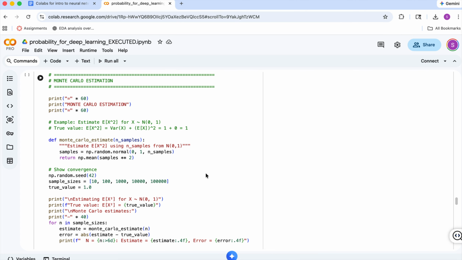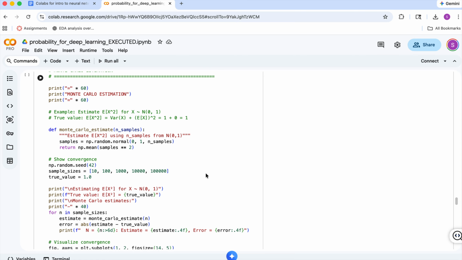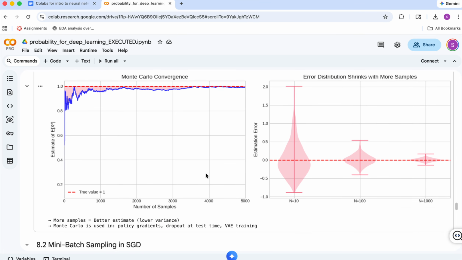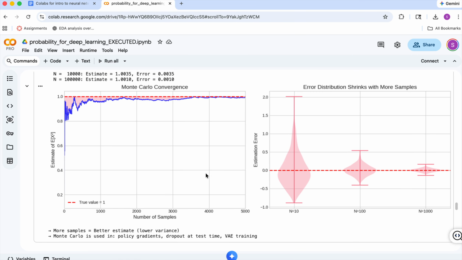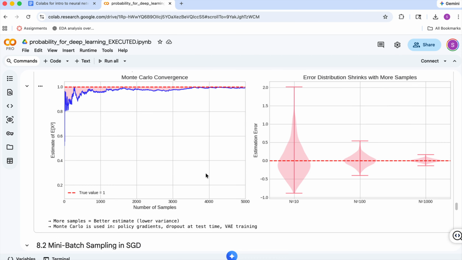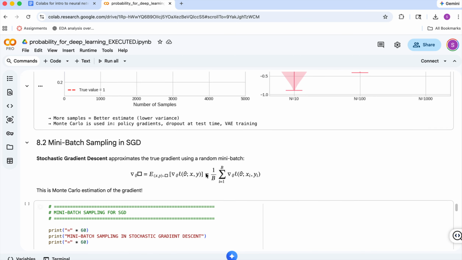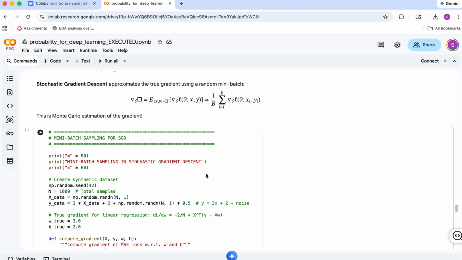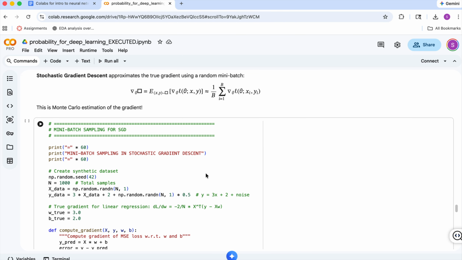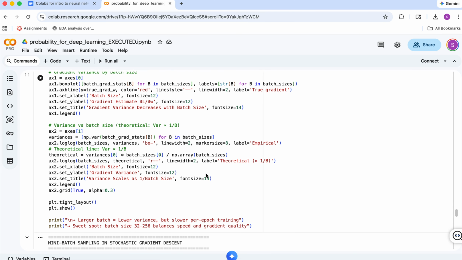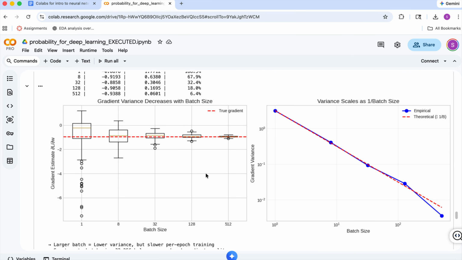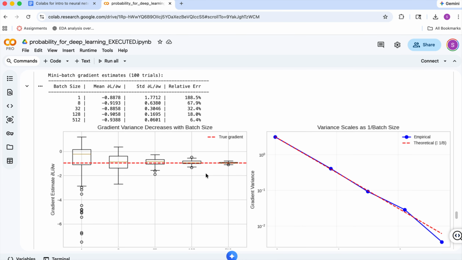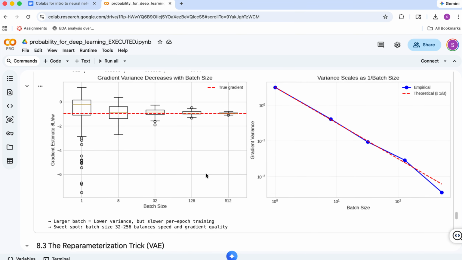And then in the next cell, I use Monte Carlo estimation to approximate the expected value of x squared for a standard normal distribution by averaging over many random samples, as we can see in the output here. In the next cell, I then simulate mini batch sampling from a dataset of 1000 examples for use in SGD. Instead of computing the full gradient over all data, we randomly sample a small batch each iteration.